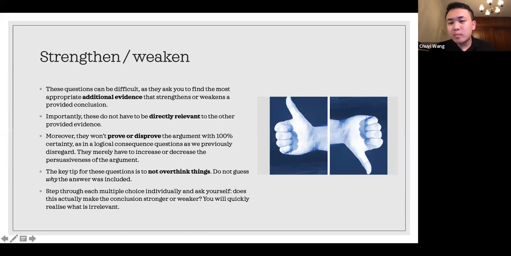Once again, the best way to approach this question is to step through each of the multiple choices and ask yourself, does this make the conclusion stronger? If it does, then that's probably the right answer. So now let's have a look at an example. Same shtick as always. I'll give you 1 minute to read the question, and then we're going to analyze the question and figure out the right answer.